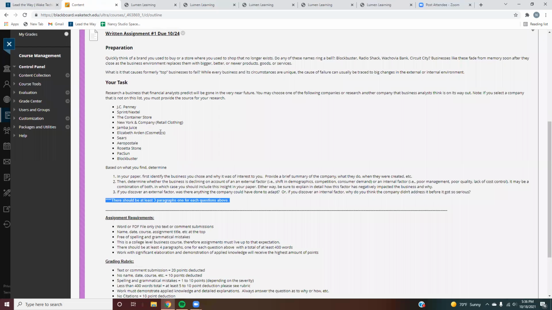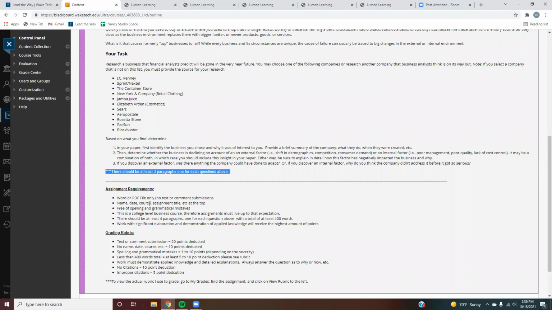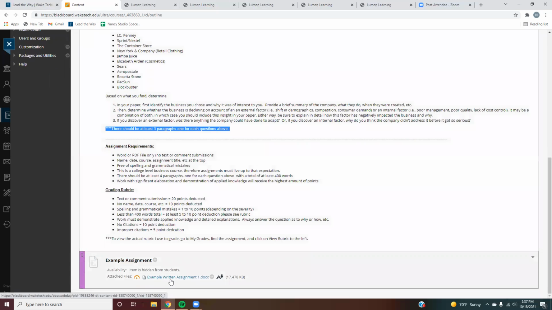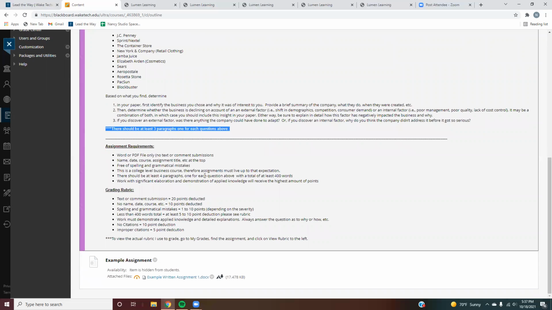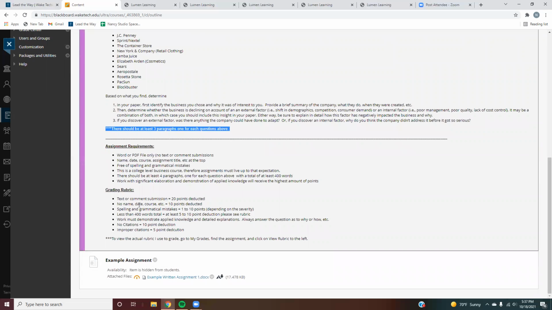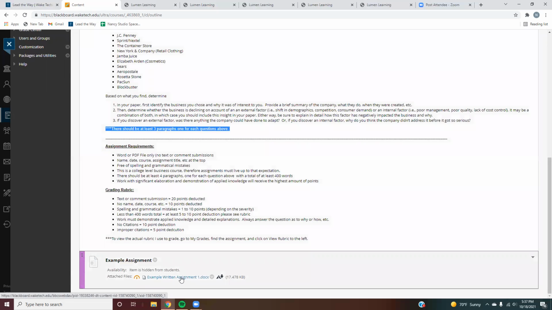Also, you may recall that there are specific requirements. I need you to upload a document, for instance. I don't accept text or comment submissions. I do have an example written assignment for you. I want you to be successful. However, remember to put your name on the top. Spelling counts. These are all ways that you can earn the highest grade possible in the requirements and the grading rubric. Go ahead and look at that.